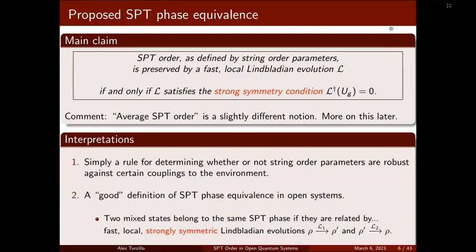So I think there are two ways to read this result. The conservative one is that it's just a rule for determining how string order behaves under evolution. So maybe you don't want to evolve the state and recompute the string order on it. You can instead just look at whether the evolution satisfies the symmetry condition. If it does, you're guaranteed that your string order is the same as it was initially. But secondly, one could take it as a good definition of SPT phase equivalence. So we can talk about two states being in the same phase if they're related by one of these strongly symmetric evolutions.